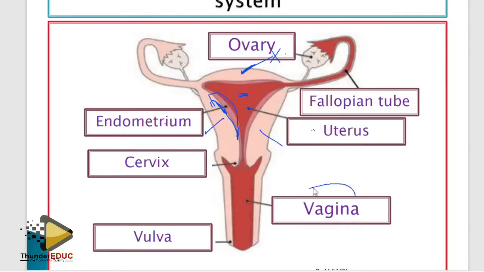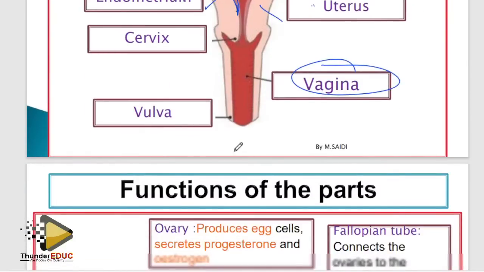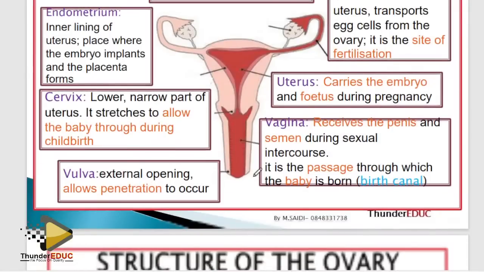What is the second name for the vagina? We said it is the birth canal. Don't call this one oviduct, the same way we say you don't call it sperm duct. Call it fallopian tube. If they ask you my name, what's my name? Don't call me teacher. Call me M.SAIDI. Yes, that's my name. I'm not oviduct. The sperm duct you call vas deferens. Its name is vas deferens. It's oviduct because of its function. It is the duct, the tube for the ovum. That's it. So know the functions, please.